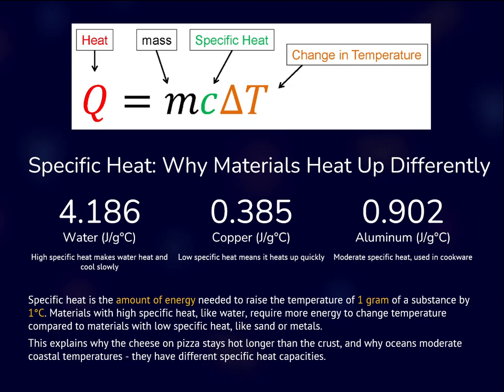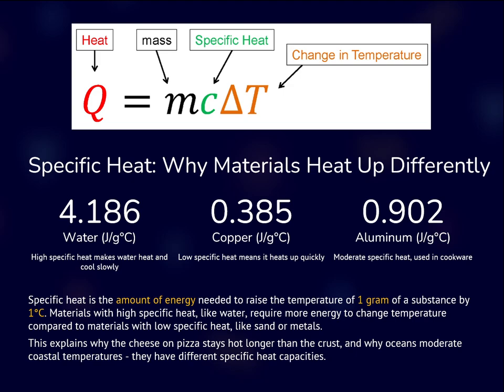Now, water has a high specific heat, which means it heats slowly, but then retains the heat that it's gained. As opposed to aluminum coming in at 0.902 joules per gram per degree Celsius, which is on the medium side, which means it heats faster than water and is often used in cookware. Then there's copper, with a specific heat of 0.385 joules per gram per degree Celsius. This is a low value, which means it both heats up and cools quickly. But why does this matter?